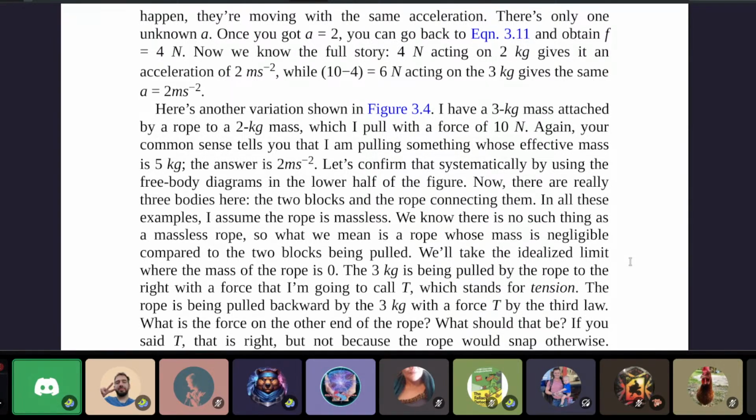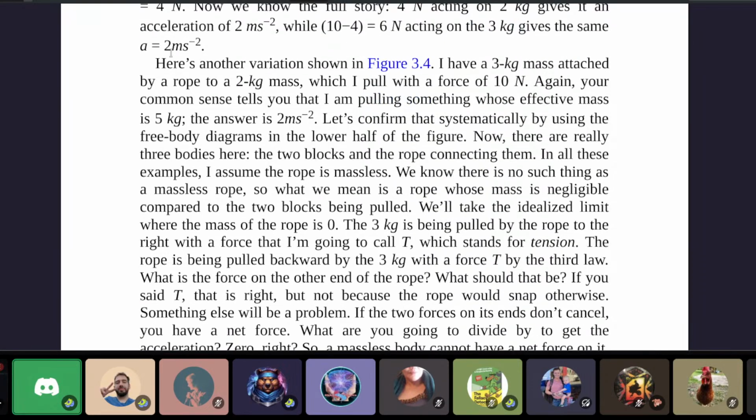Now we know the full story. 4 newtons acting on 2 kilograms gives it an acceleration of 2 meters per second squared. 10 minus 4 equals 6 newtons acting on the 3 kilograms gives the same acceleration, 2 meters per second squared.